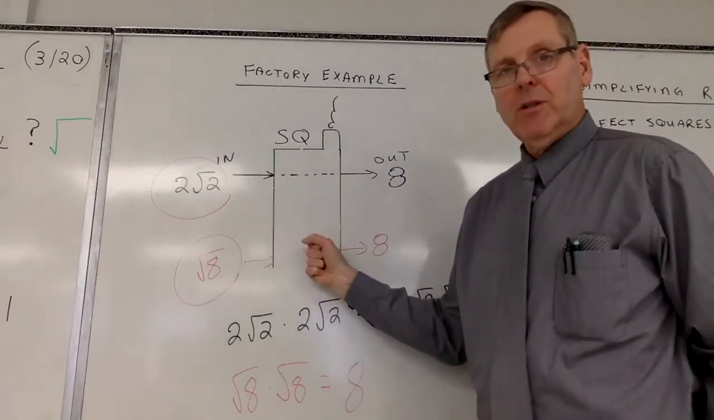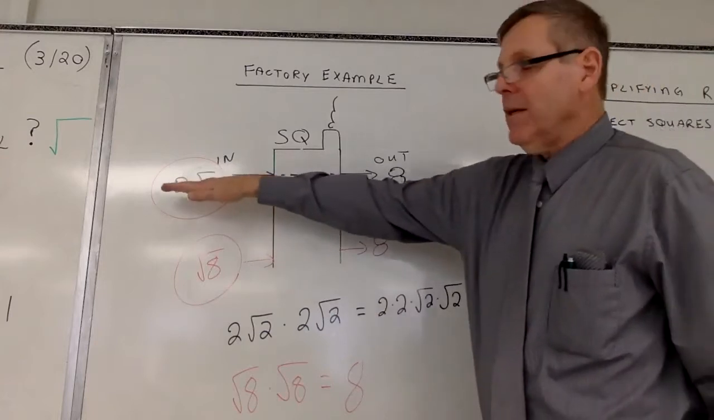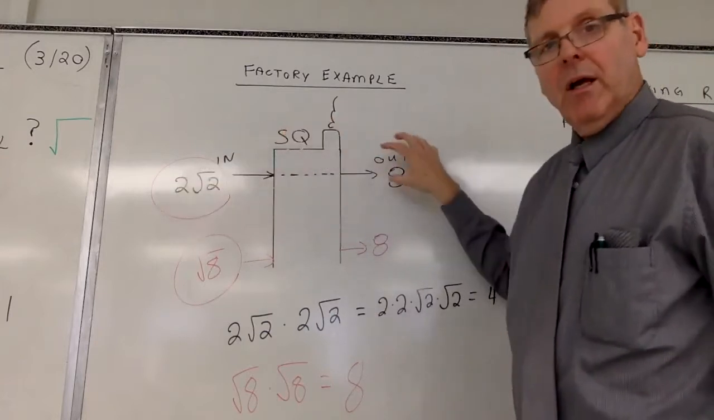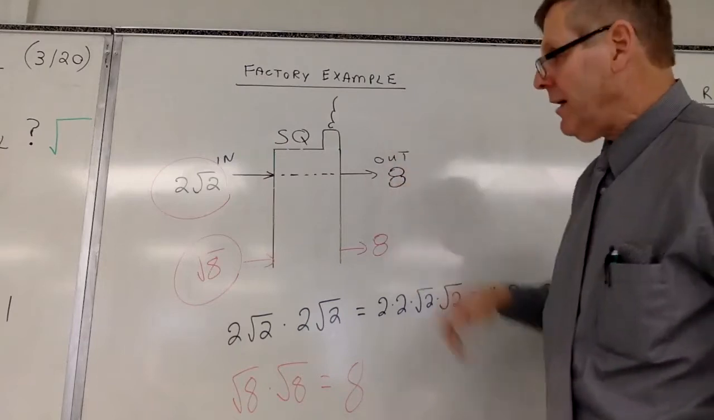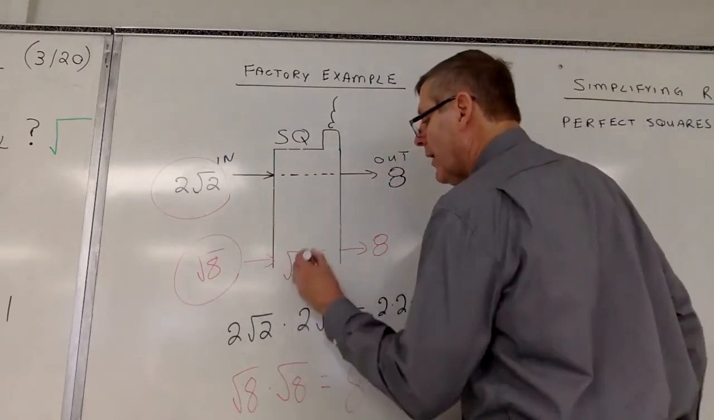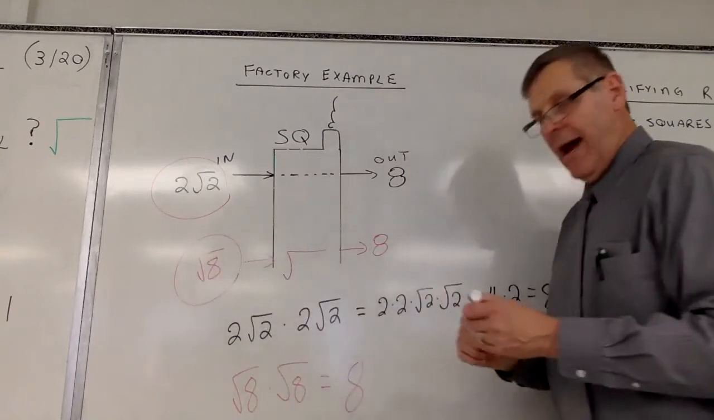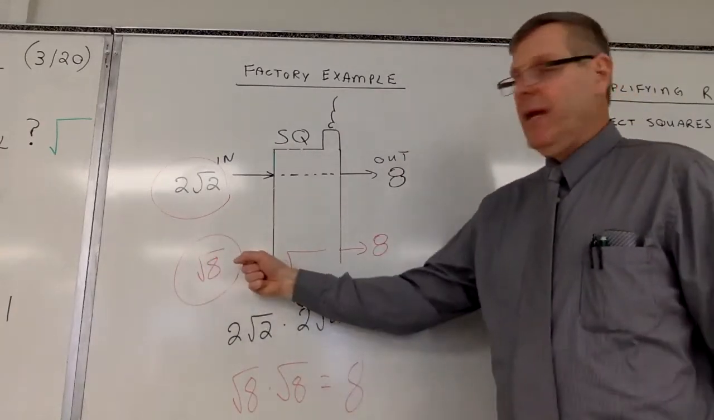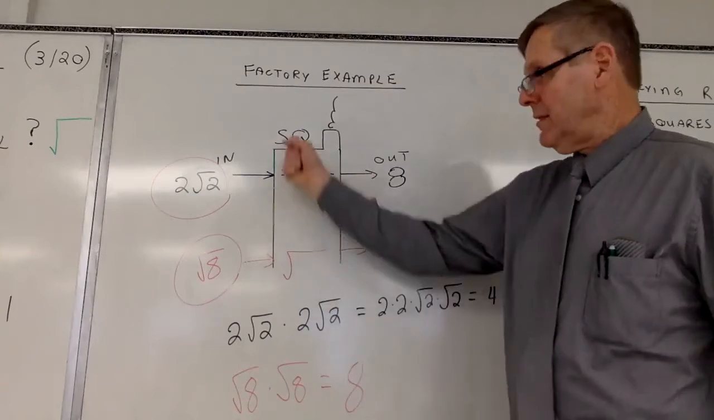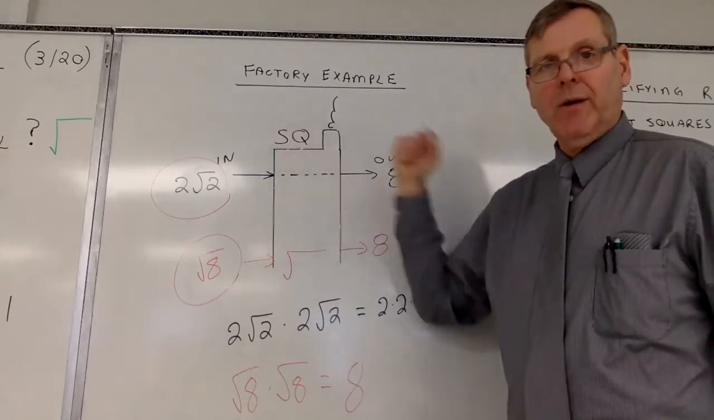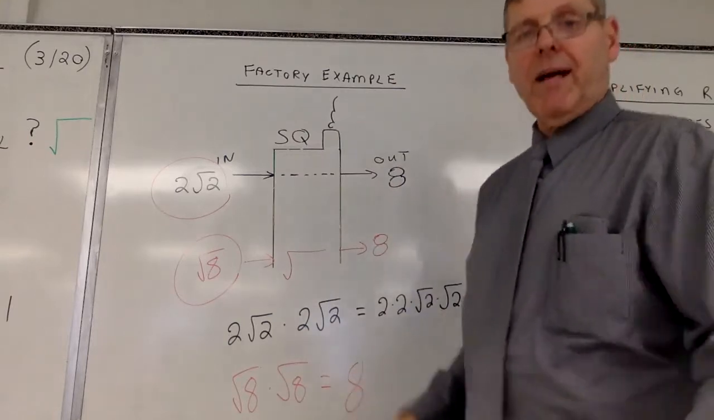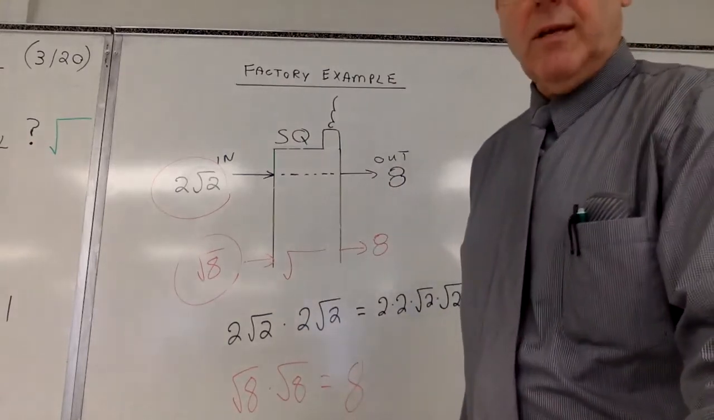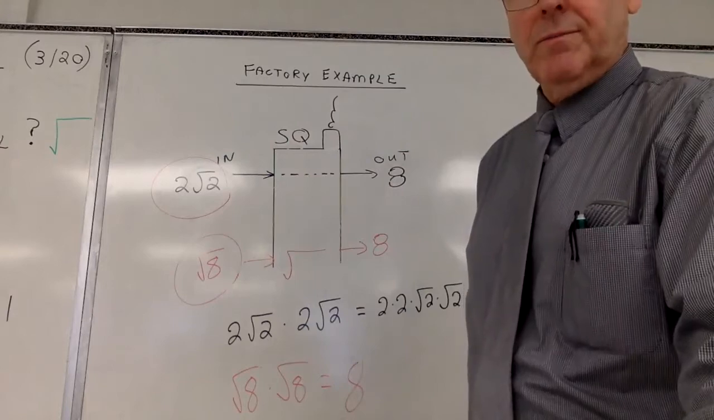The main thing I wanted you to understand here is if you take a number and square it, you get the squared number here. If you take that number and you take the square root of it, it takes you back to where you started. So in other words, the square root is the opposite operation of squaring something. Okay, that's the main thing that I want you to get out of the factory example. So now let's take a look at simplifying radicals.